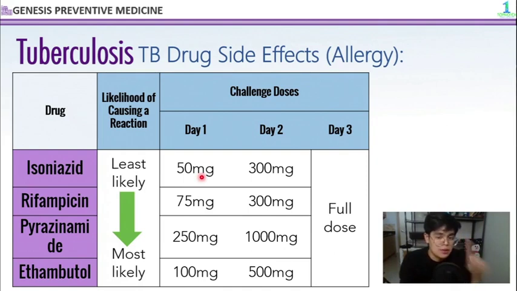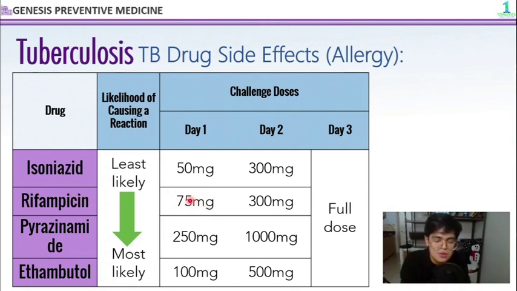So that's on day 1. Day 1, 50 milligrams isoniazid. If they survive that, if there are no allergic reactions, they can move on to day 2 with a higher dose. And if there's still no allergic reaction, you can go to a full dose on day 3. On the 4th day, so that's day 1, day 2, day 3, Monday, Tuesday, Wednesday. On the Thursday, rifampicin is given at 75. And for example, they get the allergic reaction there. So maybe rifampicin is the culprit.